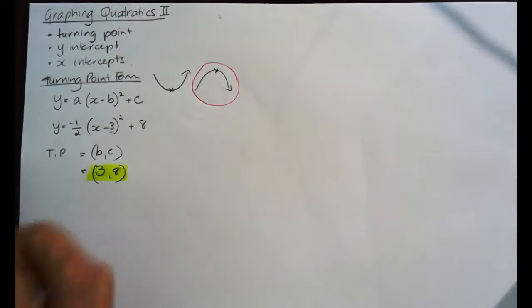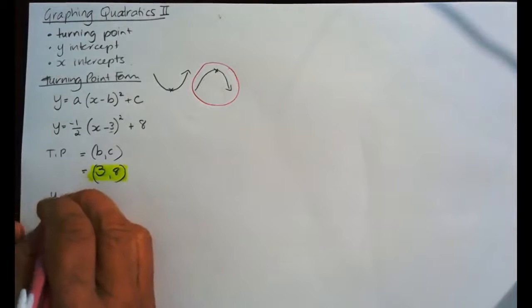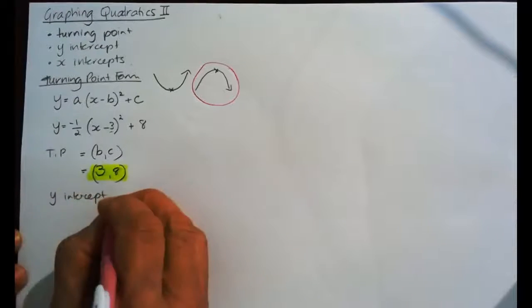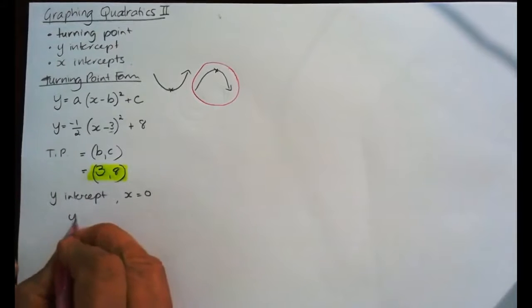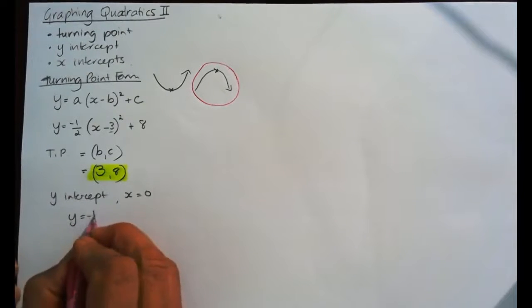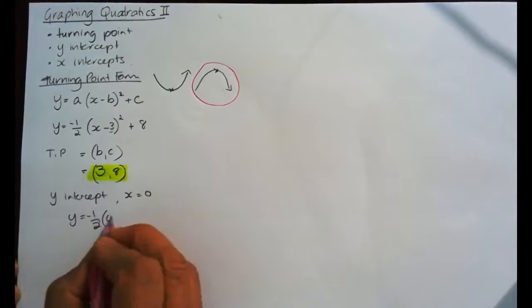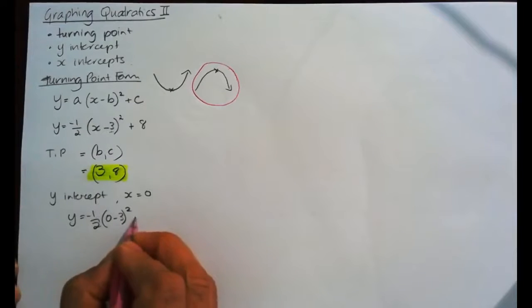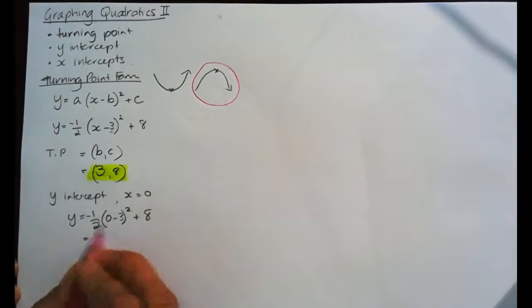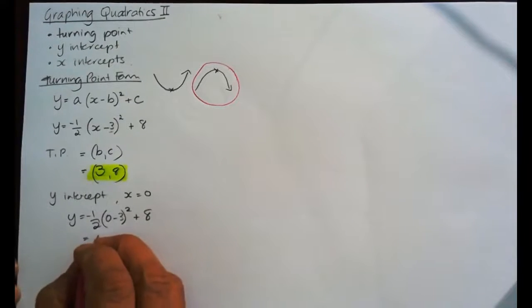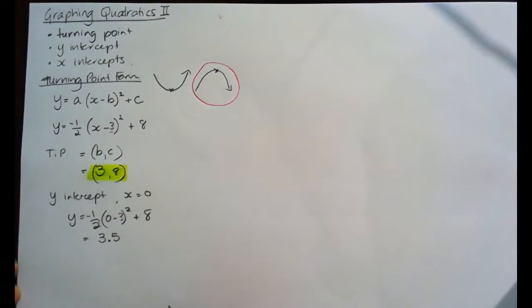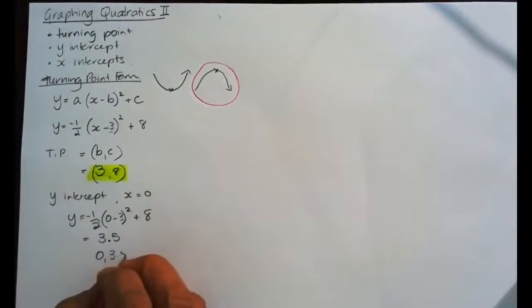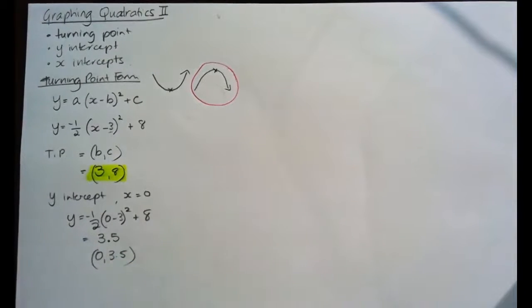Now, to do exactly as we did before for our y-intercept, remember it occurs when x equals 0. So if we substitute 0 in, we've got y equals negative a half times 0 minus 3 squared plus 8, and that's going to be negative 4.5, so the y coordinate is going to be 3.5 for our y-intercept. So we've got 0, 3.5 as our y-intercept.